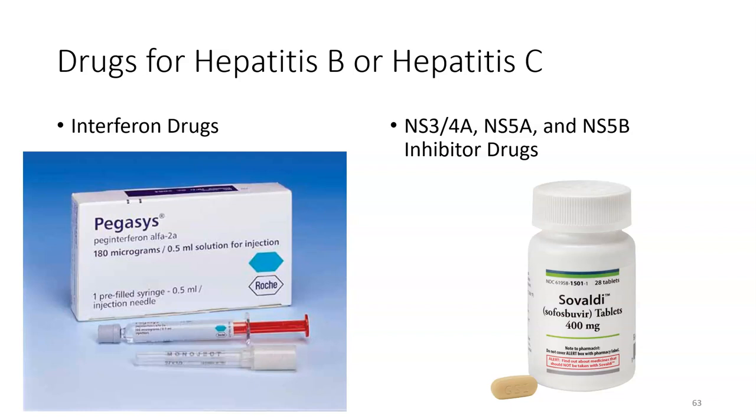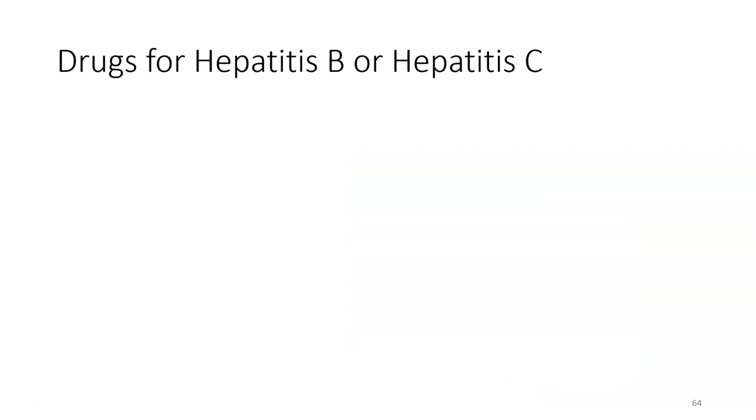We have NS3-4A and NS5A and NS5B inhibitor drugs. A lot of numbers, a lot of letters. These are actually protease or polymerase inhibitors. These are related to drugs used for HIV. So sofosbuvir is Sovaldi, and what it's going to do is it's going to inhibit the viral replication. So therefore, the virus can't survive. It can't continue to do damage.